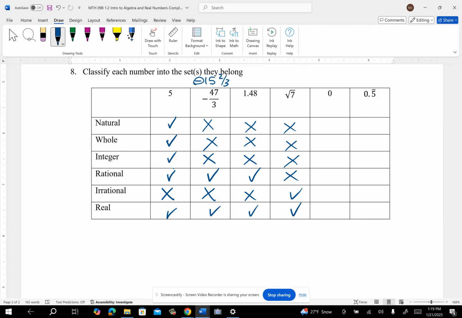0 is not natural. It's a whole number, though. And if it's a whole number, it's an integer, it's rational, and it's real. If it's rational, it can't be irrational. And then this 0.5 has a bar on it, so it's 0.5 with the 5 repeating. Okay? If that's the case, then you can write it as a fraction. That's actually 5/9. We're just not taking time to learn how to do that. If it's rational, it's real. And if it's rational, it can't be irrational. But it's not nice enough to be natural or whole or an integer. Okay?